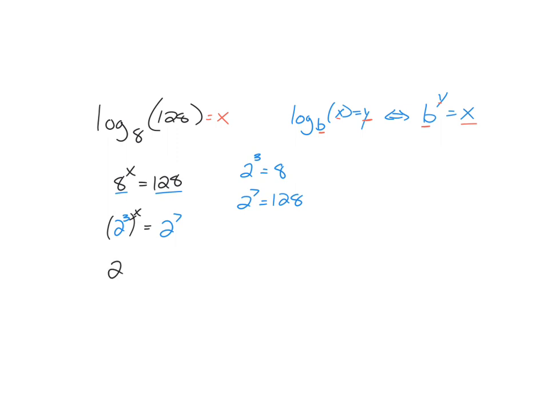I have 2 to the 3x over there, and 2 to the 7th. And we're basically done. The common base property says if you have an equation where two exponential expressions are being set equal to each other, you can solve it by simply setting the exponents equal to each other. So we take this and rewrite it as 3x equals 7. Finally, divide both sides by 3 to get x equals 7/3.